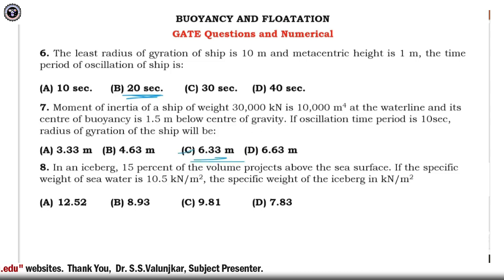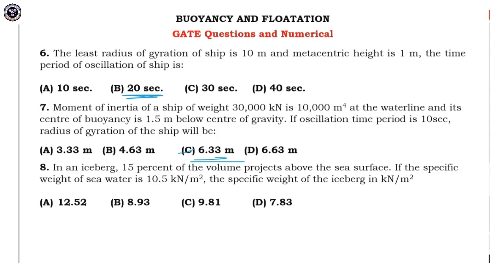In an iceberg, 15% of the volume projects above the sea surface. If the specific weight of the sea water is 10.5 kilonewton per meter cube, you will have to find out the specific weight of the iceberg in kilonewton per meter cube. The options are 12.52, 8.93, 9.81, 7.83.